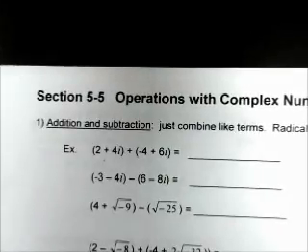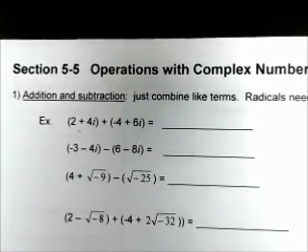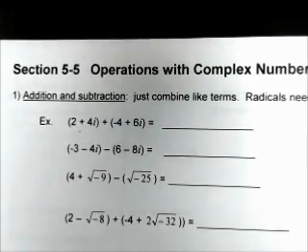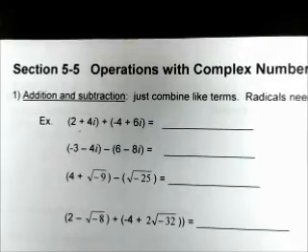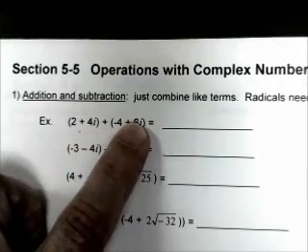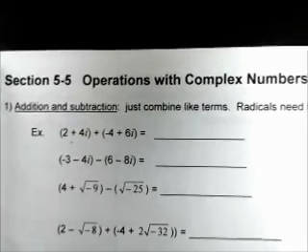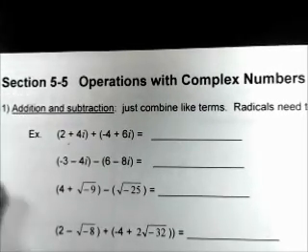Today we're on page 8 of our Chapter 5 notes packet, section 5.5, operations with complex numbers. Of course, we're going to look at our operations: adding, subtracting, multiplying, and dividing. For addition and subtraction, just combine like terms. Radicals need to be simplified first, remember.